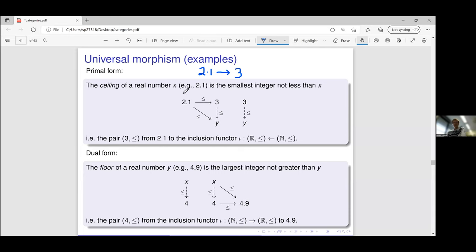Well, it's a universal morphism from, here's our target here. We want to get to, our target is 2.1. And we have a whole bunch of numbers over here. Actually, this is the category of integers. And we have what's called an inclusion function. What we want to do is include all these integers into the category of reals.